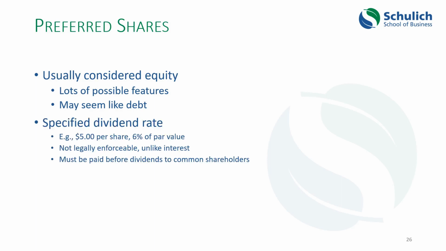A preferred share will specify a dividend, so it might be a certain amount of money per share, or it might be a percentage of what's called the par value, which is the face value of the share. The par value has nothing to do with the amount that people actually paid for it, it's just the face value. But dividends on preferred shares are not like interest on bonds. It's not enforceable. With a bond, the company has a legal obligation to make those interest payments. With a preferred share, it could decide, well, we don't have the money to make those dividend payments.